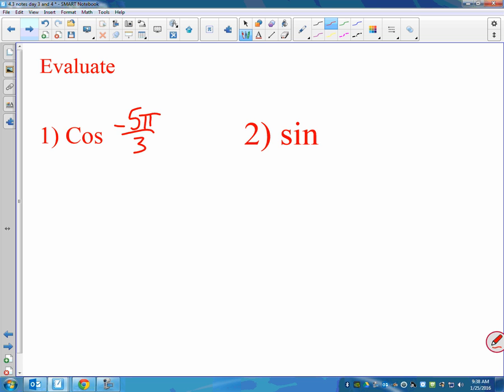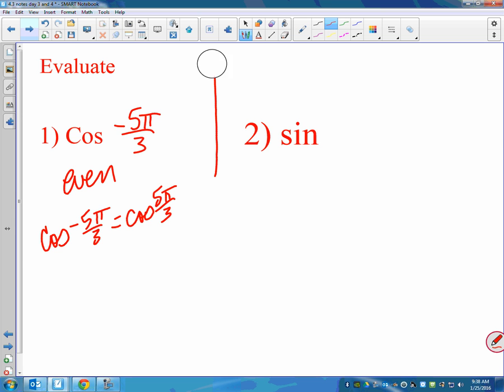If you can remember that this is even, then that means that the cosine of negative 5 pi thirds is the same as the cosine of 5 pi thirds, which means I don't have to stress that it's a negative angle because I know it's just going to be the same value as the positive angle. Which means I need to know where 5 pi thirds is. Where's 5 pi thirds? 6 pi thirds is 2 pi, so 5 pi thirds is down here.